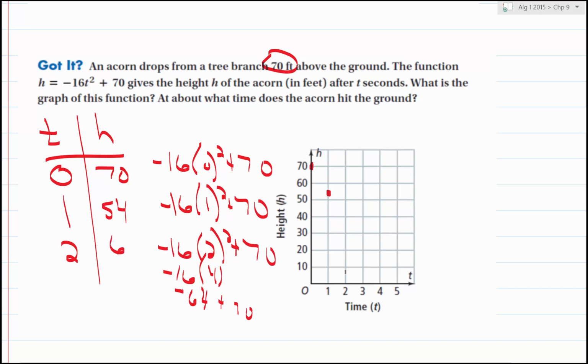Okay, 2, 6 feet. Alright, we plug in 3, we're going to end up in the negative. So when it says about what time, we're going to be between the 2 and the 3. Okay, so between 2 to 3 seconds. Alright, so that's where we're at.